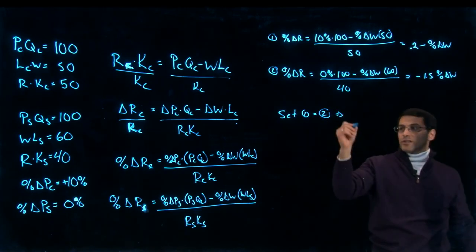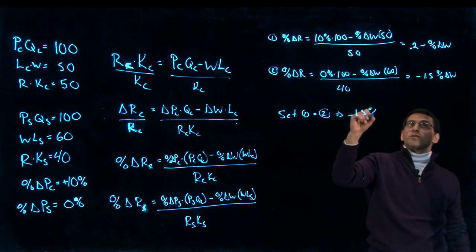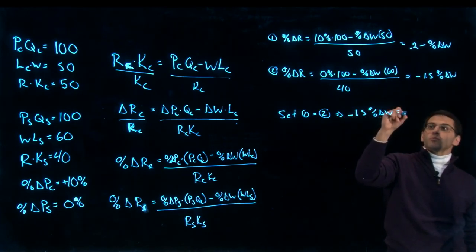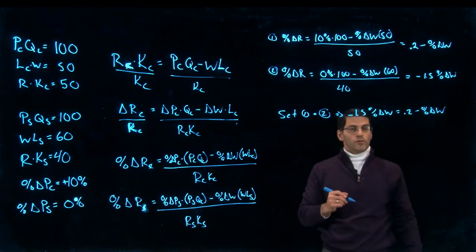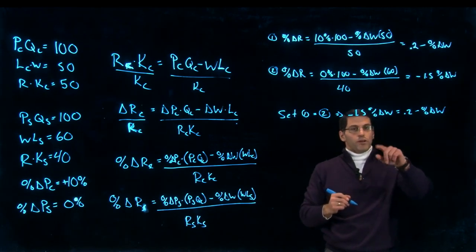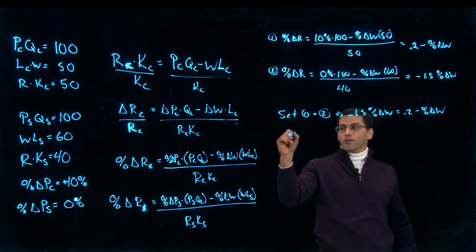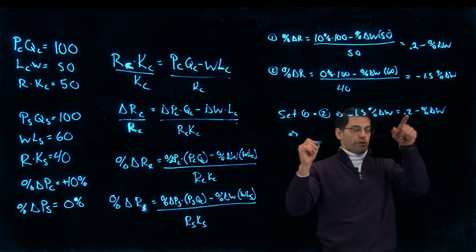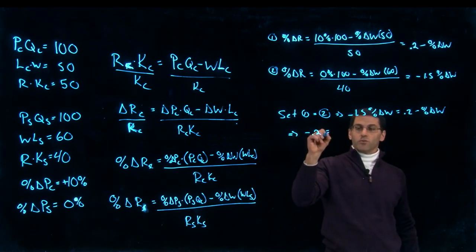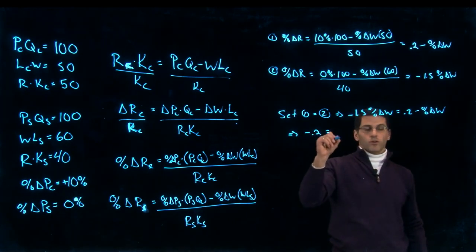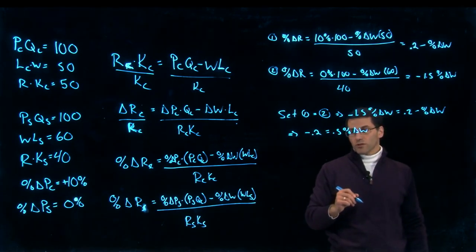And what does that give us? Well, that says then that the minus 1.5% change in the wage is equal to 0.2 minus the percent change in the wage, right? And I'll bring the percent changes in the wage over to the right-hand side to make it positive. And what does that give us? It says, bring the 0.2 over to the other side, minus 0.2 equals 0.5% change in the wage, right?